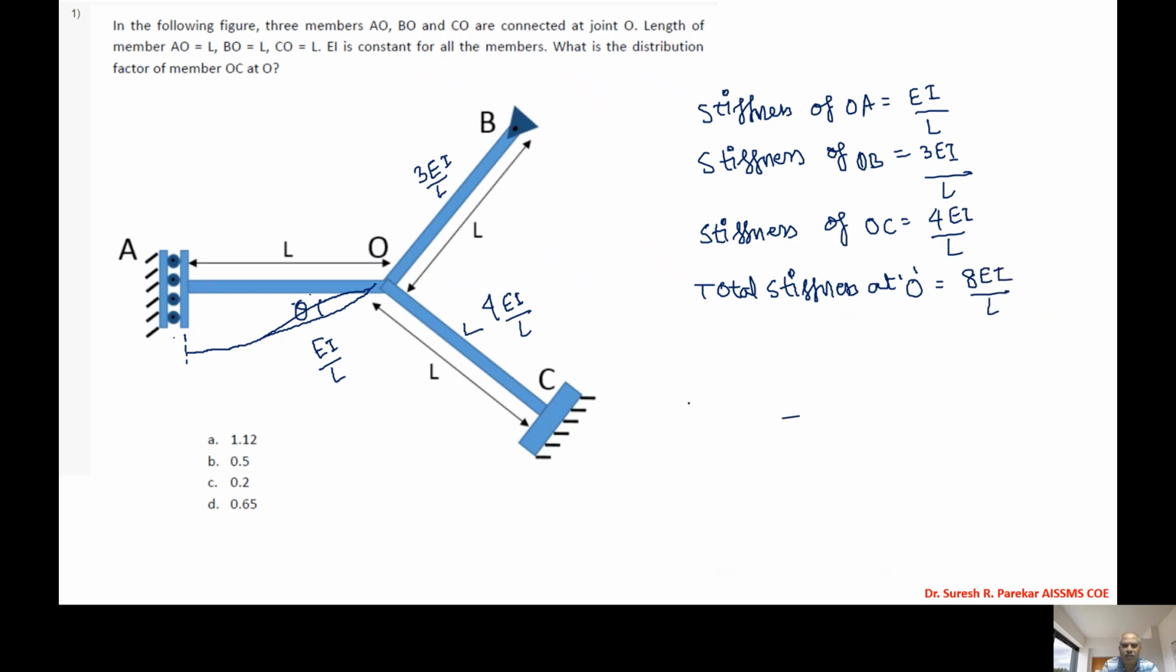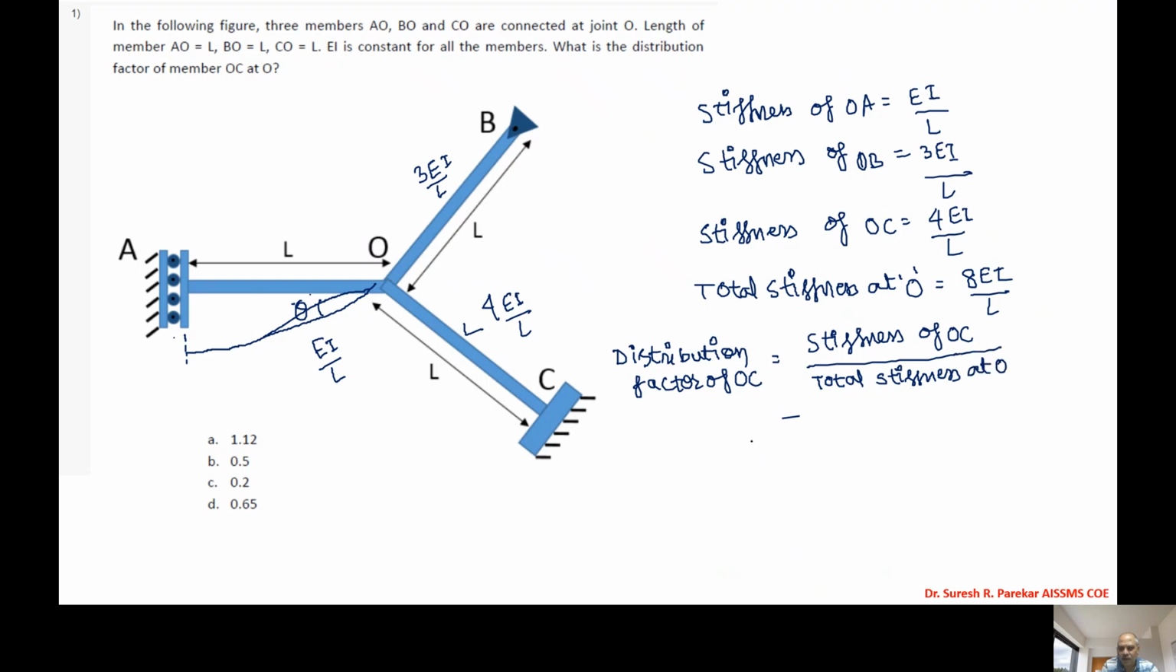And we are interested to find the distribution factor of OC. So we have distribution factor of OC equal to stiffness of OC divided by total stiffness at O. Therefore we get 4 EI upon L divided by 8 EI upon L, and we will get this value as 0.5. So we have option B.